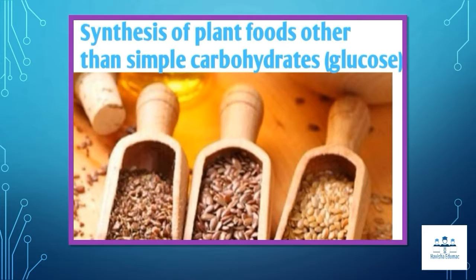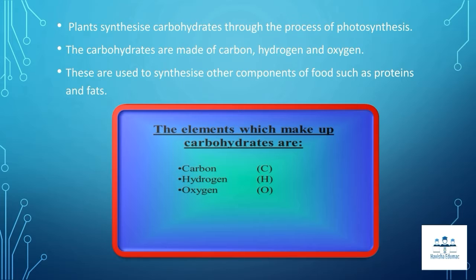Synthesis of plant food other than simple carbohydrates. In the first video, we have seen how plants synthesize carbohydrate. Now let us see synthesis of plant food other than simple carbohydrates. Plants synthesize carbohydrate through the process of photosynthesis. The carbohydrates are made up of carbon, hydrogen and oxygen. These are used to synthesize other components of food such as proteins and fats.